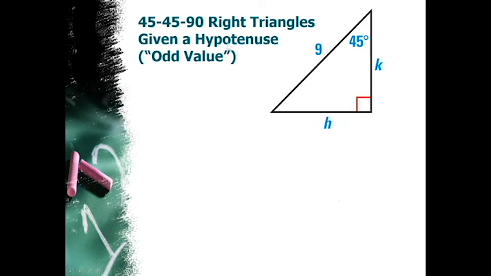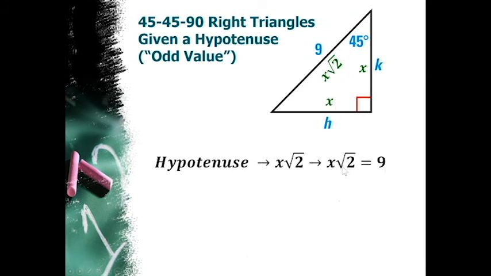In this example of a 45, 45, 90 triangle, we're given the hypotenuse again, but this time the hypotenuse is an odd value. So this one is not any more difficult than the previous one, but it has a different look to it like we talked about before. So we're going to set up our rules. We have our x rule here, and our x root 2 rule here for our hypotenuse. Our hypotenuse is where our value is, so we're going to set our value equal to the rule: 9 equals x root 2.